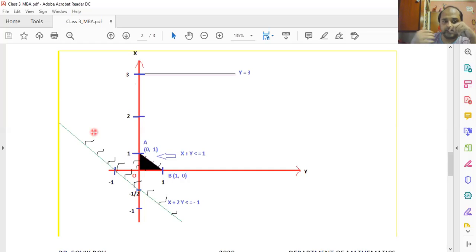Because of a theorem. The theorem says that if we consider a common feasible region, then corner points will give you the optimal result. The proof of the theorem is not in the syllabus, but you have to memorize the theorem. At one of the corner points, you are going to get your optimal solution. So this is all about the graphical method.